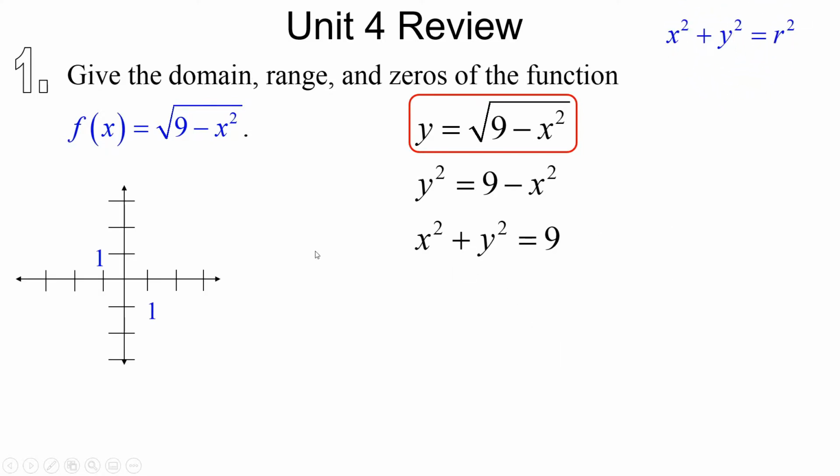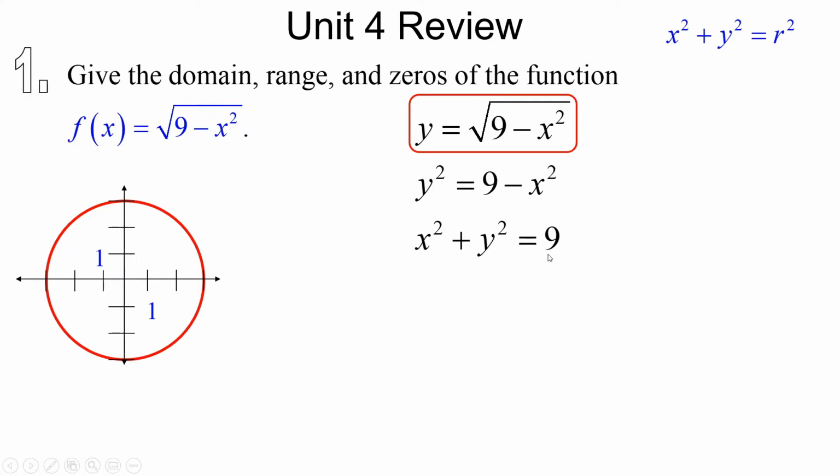So what would that look like? Well, look at this little window right here. And there's my circle right there. It's a circle again, centered at the origin with a radius of 3. Now, that is the graph of x squared plus y squared equals 9, which is a circle.